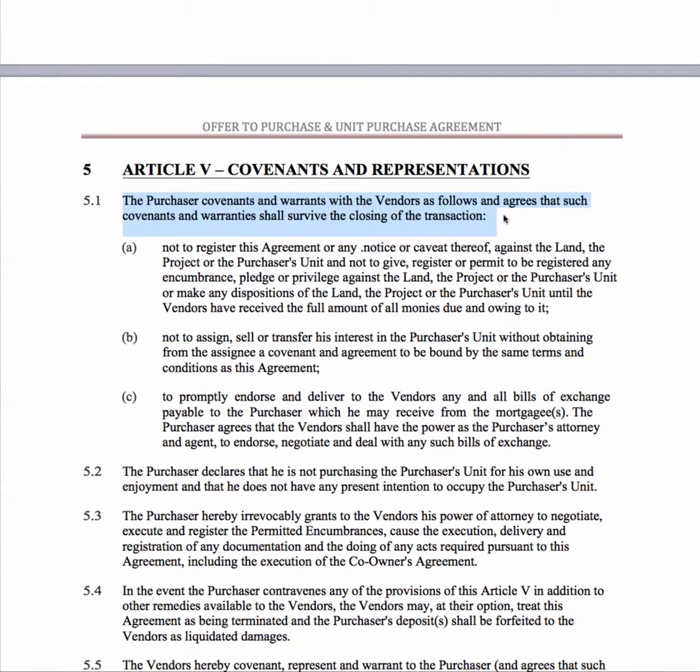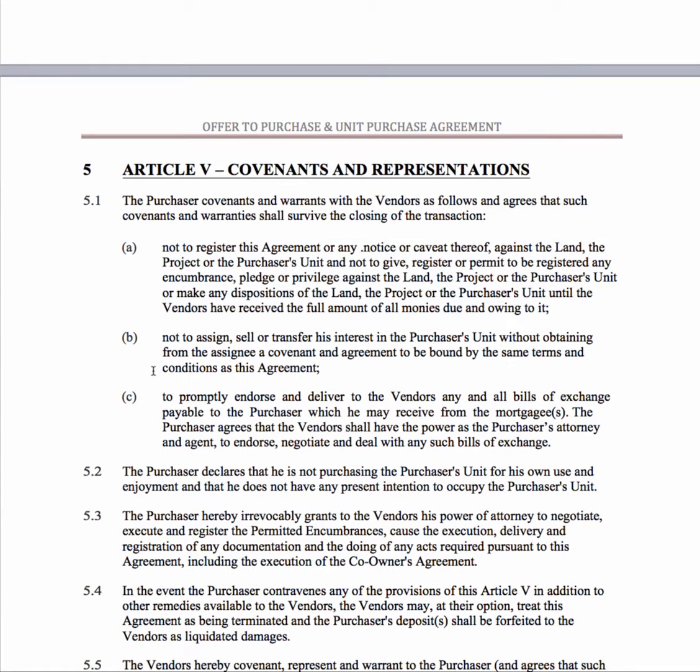Basically, covenants and representation. Basically, this agreement and warranties shall survive the closing of this transaction. You agree that you will not register any caveat against the land just because you've signed an agreement of purchase. It's a standard clause in every contract. What happens is that if you were to register this agreement on title, it would not allow us to do construction financing on the property.